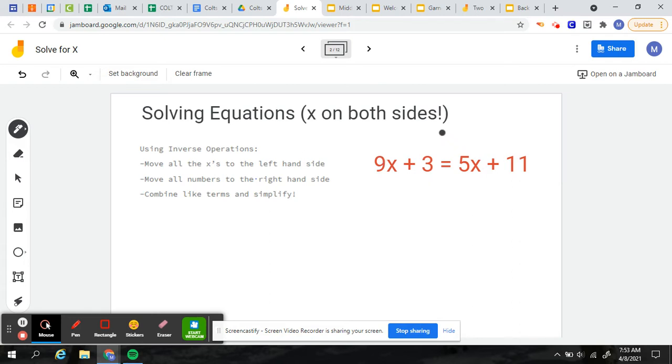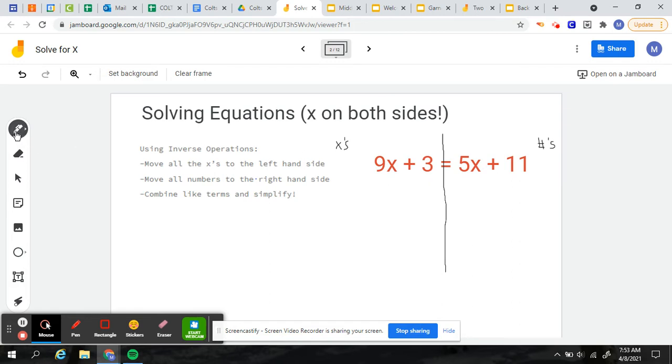So just like last time, you're going to put that wall up at the equal sign. And this time, to make it a little bit more organized, we're going to try to get all of the x's on the left-hand side, and we're going to put all the numbers on the right-hand side. So in order to do this, we're still using those inverse operations. Remember, inverse just means opposite.